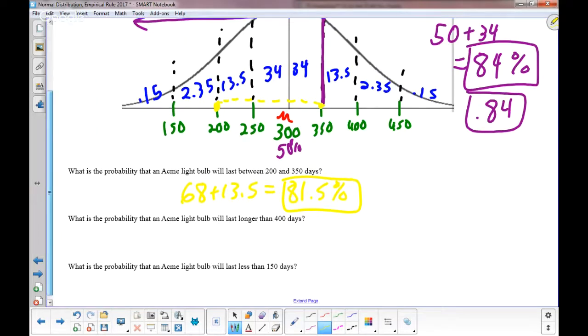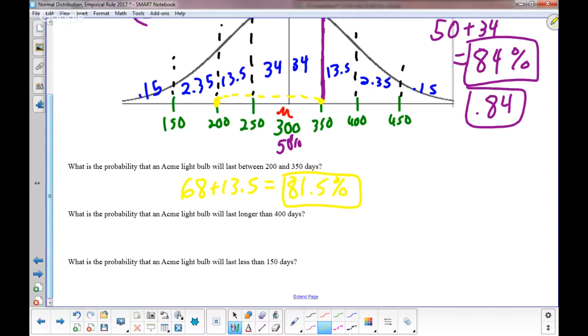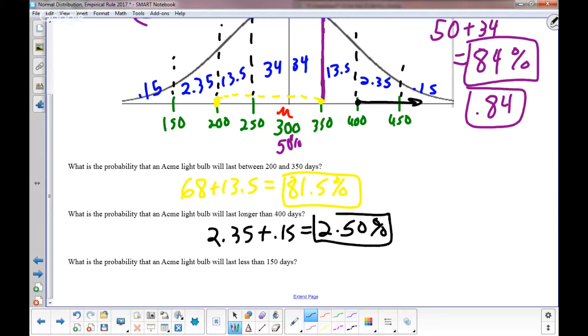All right, let's look at the next one here. What is the probability that an Acme light bulb will last longer than 400? So we're looking for greater than 400. So we're looking for 400 and out. Well, that's 2.35 plus 0.15, which is 2.5. So you have a 2.5% chance that it'll last longer than 400 days. So more than likely, it's never going to last that long.